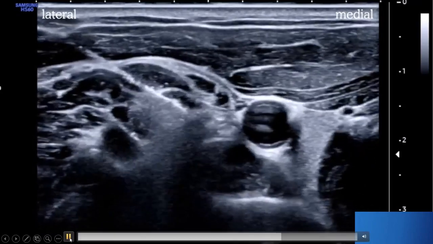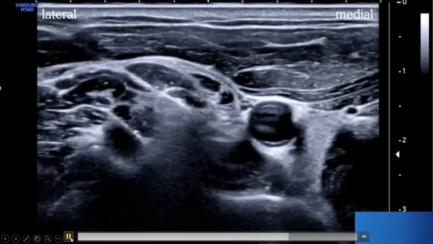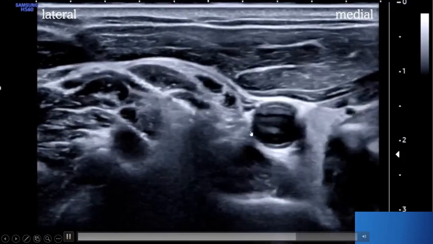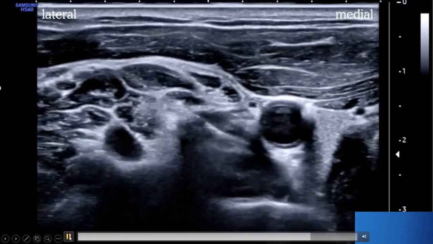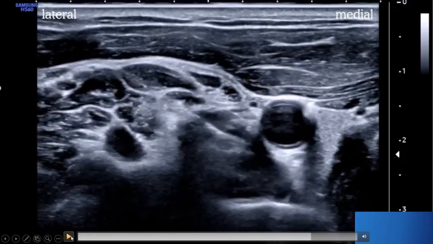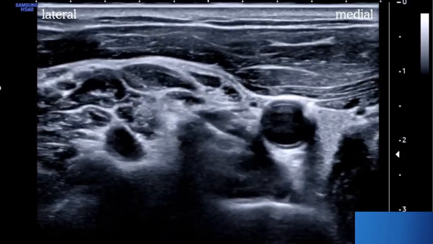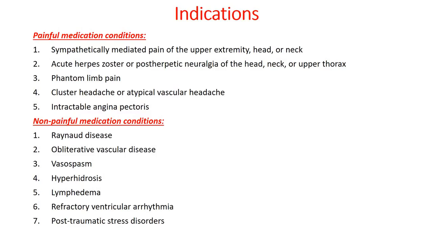As I bring my needle, I'll be depositing the local anesthesia. Here you can see the spread of the local anesthesia now. Once I used to give a diagnostic block, I used to give around 5 ml of the local anesthesia. Now we saw what is stellate ganglion block very briefly, and now what are its indications.